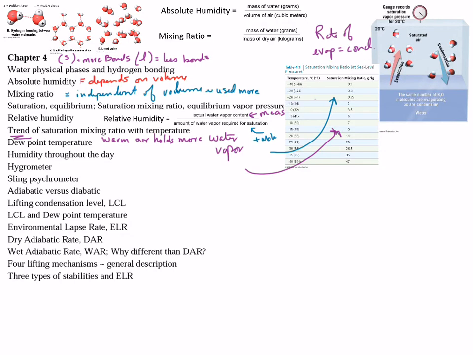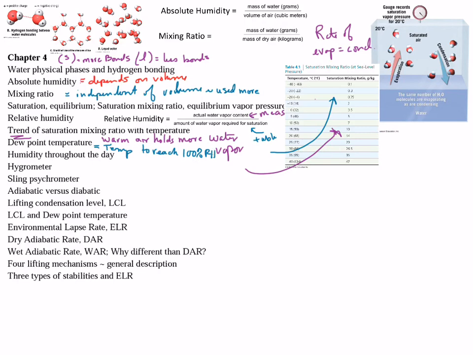And actually you can see that from the table, because as you go down in temperatures, remember that's the left column, as the temperatures get warmer, the saturation mixing ratio gets bigger. The next one, dew point temperature. That's the temperature to reach 100% relative humidity, dew point temperature.